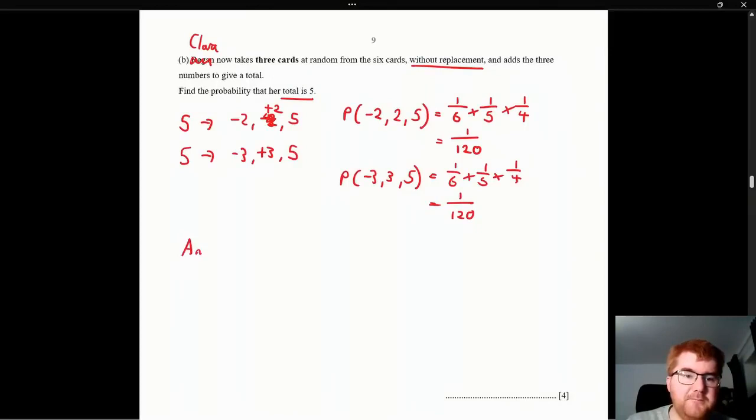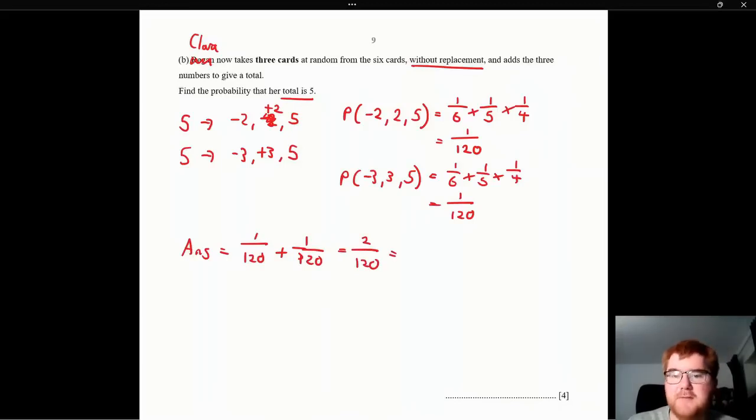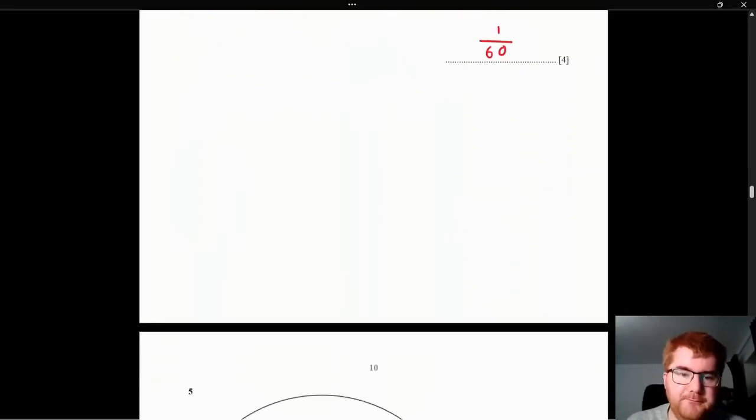So our answer here will just be those two combinations and all the different permutations added together. So we get two lots of 1 over 120, which is the same as 1 over 60. I like this question because generally they give you a tree diagram or sample space diagram to work your way through. However, here, thinking about combinations, which is also a skill on the IGCSE course, is a more effective way to get to the correct answer.